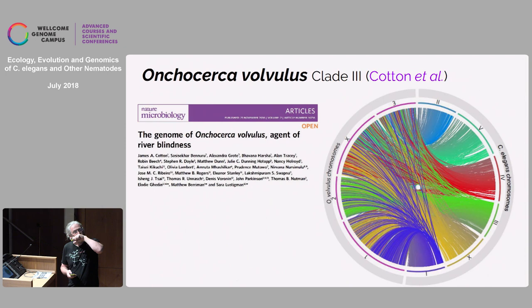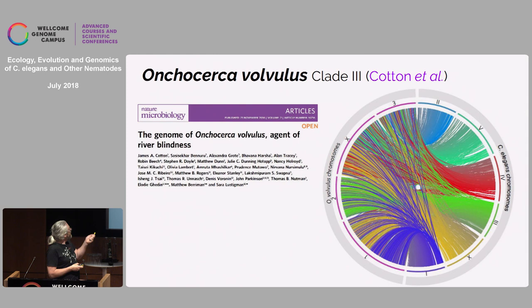To move on to another bit of work by James Cotton and the people at the Sanger Institute here, this is the chromosomal assembly of Onchocerca volvulus. This is a lovely Circos plot showing for all the genes in C. elegans here, which have one-to-one homologs in O. volvulus, where those genes map in O. volvulus. And I hope you can see that there's a chromosome here which appears to have bits of C. elegans chromosome 1, and a mix-up here of C. elegans chromosome X. So that's a 1X association. And then there's a chromosome here, chromosome 3, which seems to have bits from everywhere.